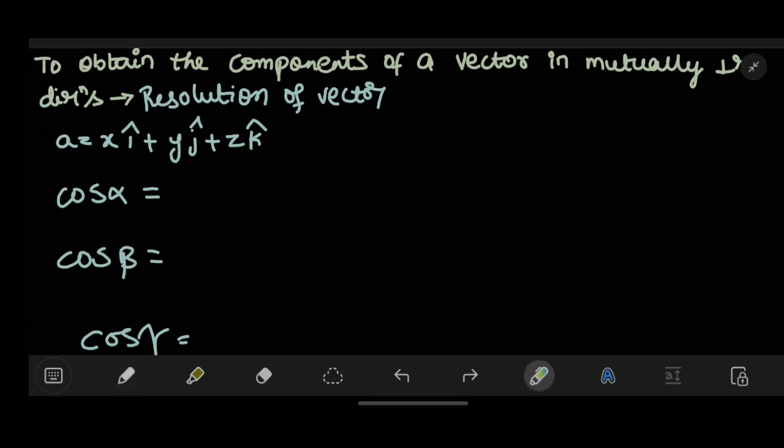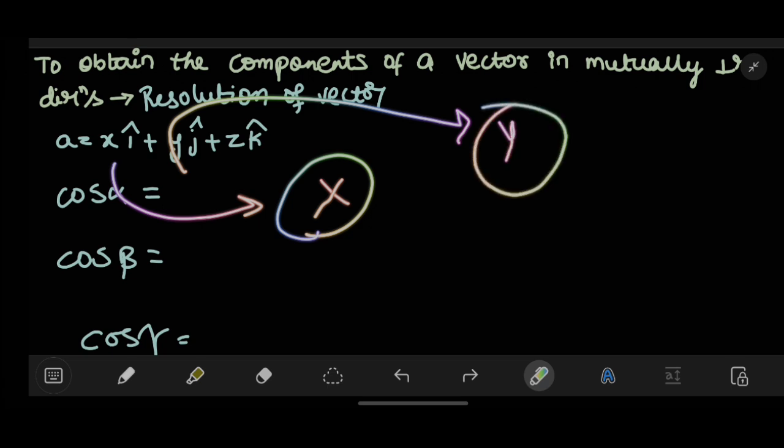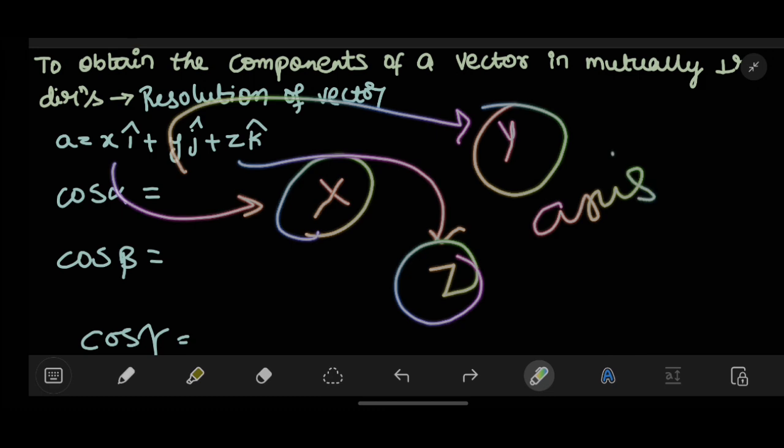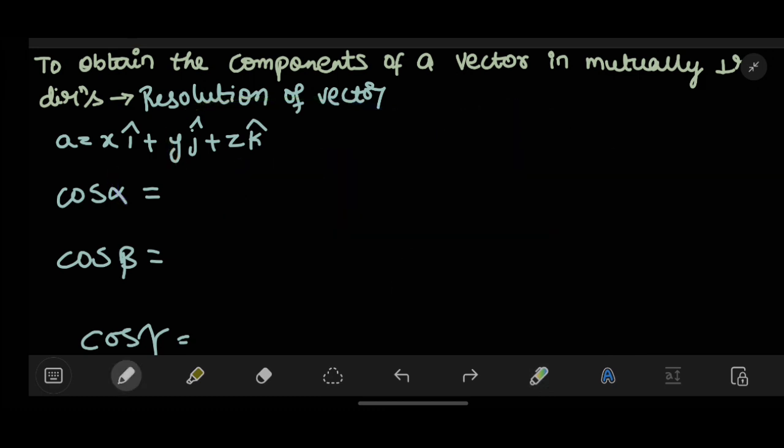Now for the vector a equal to x i cap plus y j cap plus z k cap, first and foremost you can understand that x is the component of a in the direction of the x-axis. Y is the component of a in the direction of the y-axis, and z is the component of a in the direction of the z-axis. Now we'll write cos alpha, cos beta and cos gamma. Cos alpha is x by a, cos beta is y by a, cos gamma is z by a. These three things are clear, right?